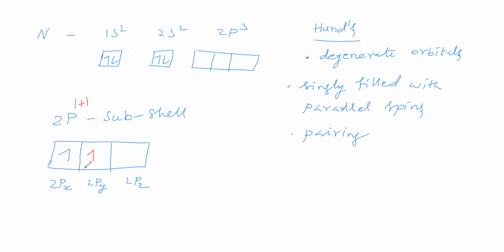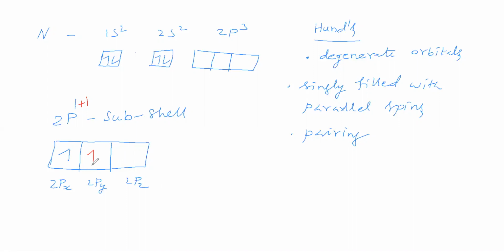Hund's rule is saying like this in the sense, some reason will be there. What is the reason? Why to fill like this? That we'll see. Now, this electron is in this orbital, this electron is in this orbital. The two electrons are in different orbitals.